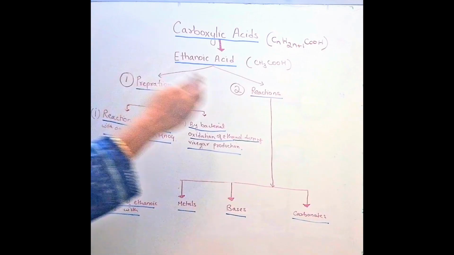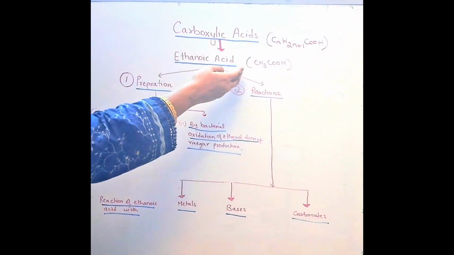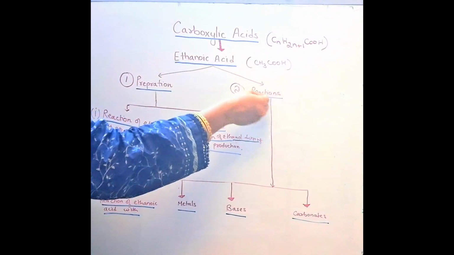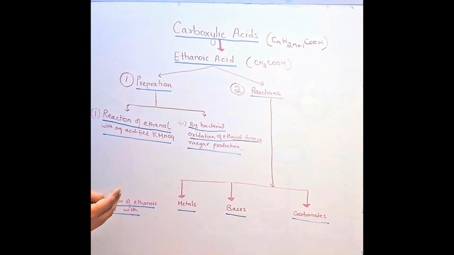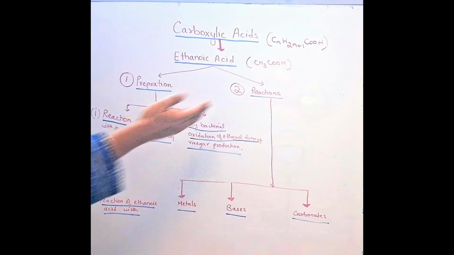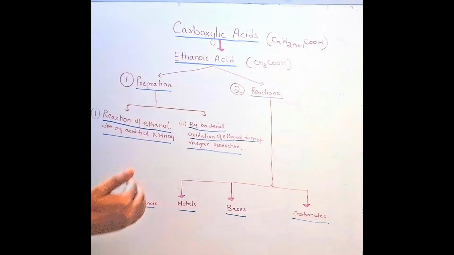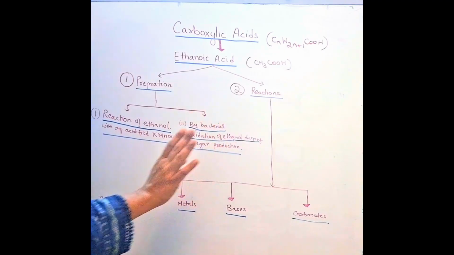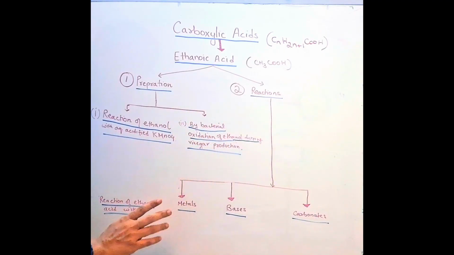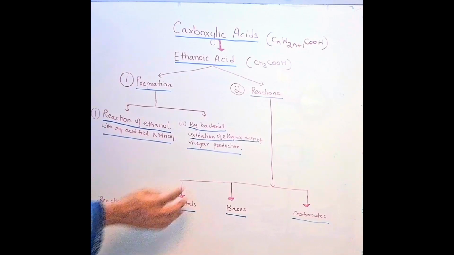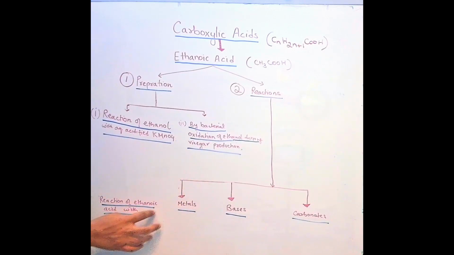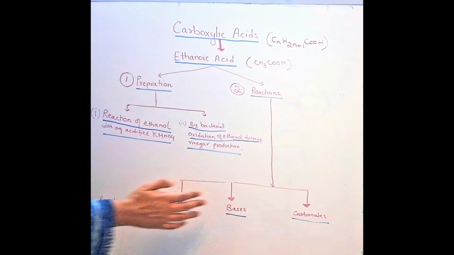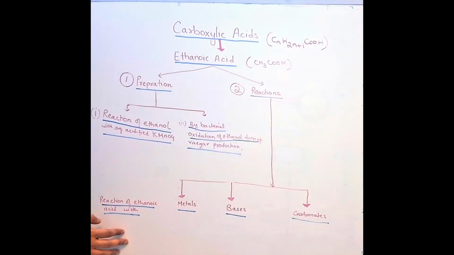Now, what is the next thing we should know about ethanoic acid? There are various reactions that ethanoic acid performs. What are the reactions which we will discuss? There are only three reactions which we need to know about ethanoic acid: what happens when ethanoic acid reacts with metals, what happens when ethanoic acid reacts with bases, and what happens when ethanoic acid reacts with carbonates.